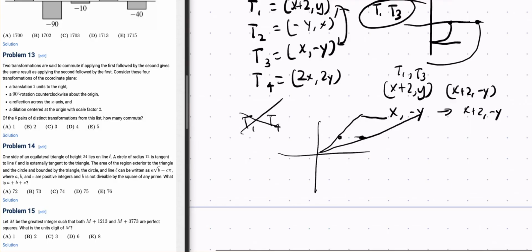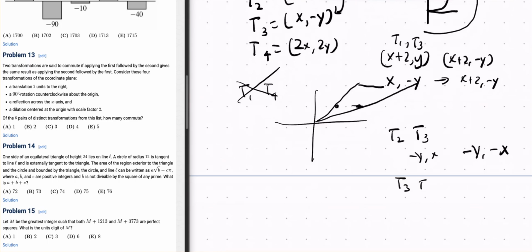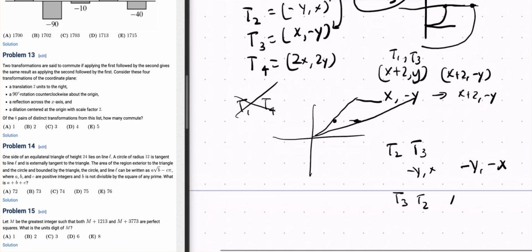And now let's try T2, T3. First way, it's going to give us negative y comma x, and then since we can just reflect it, that gives us negative y comma negative x. But applying T3 to T2, that gives us x comma negative y, and then we flip it around, so it's going to be y comma x. So that does not work, unfortunately.